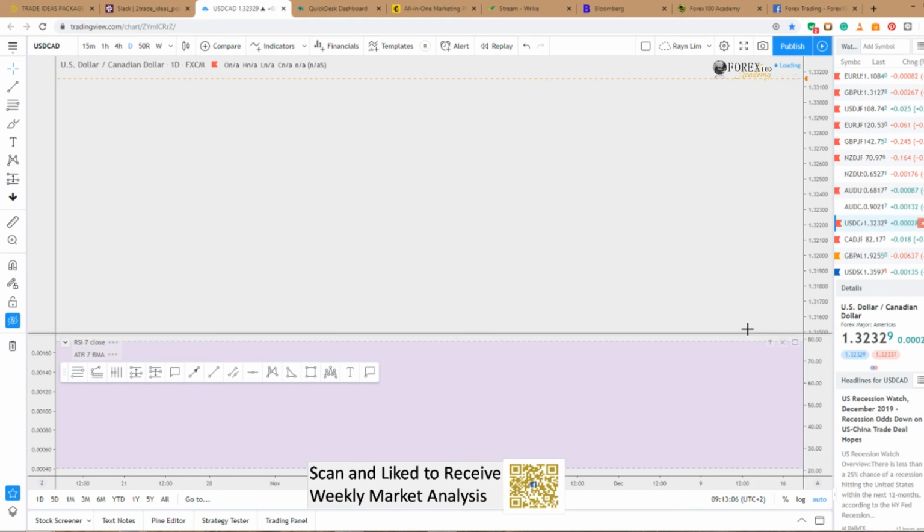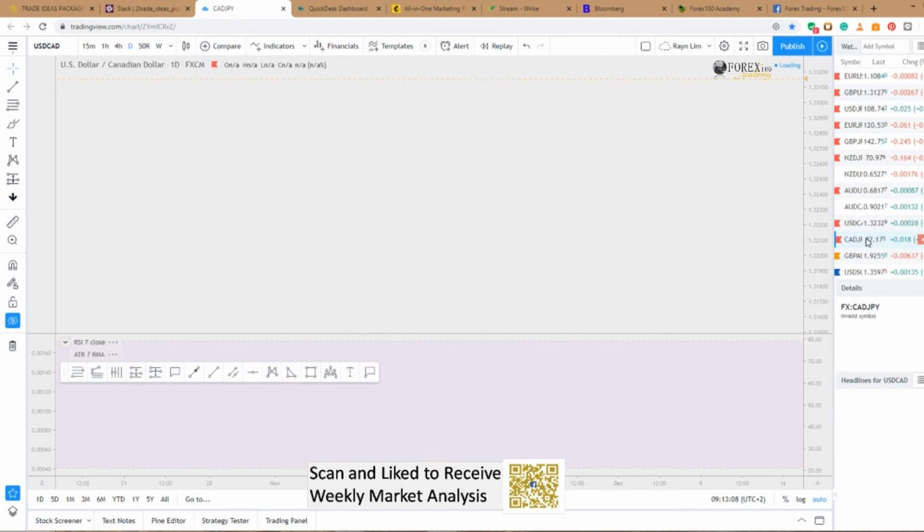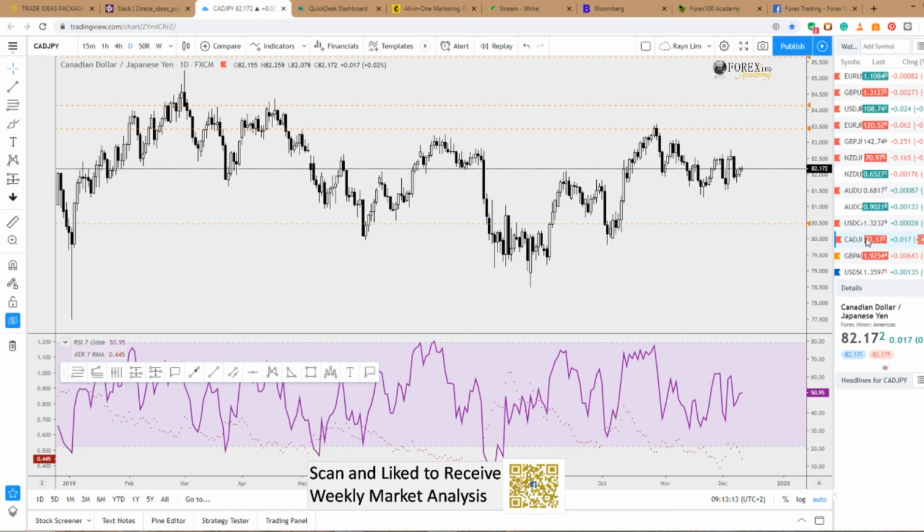To the next pair, Canada yen on the daily chart. All the CAD pairs are amazing. Oh, Boon Hui, how much have you made?